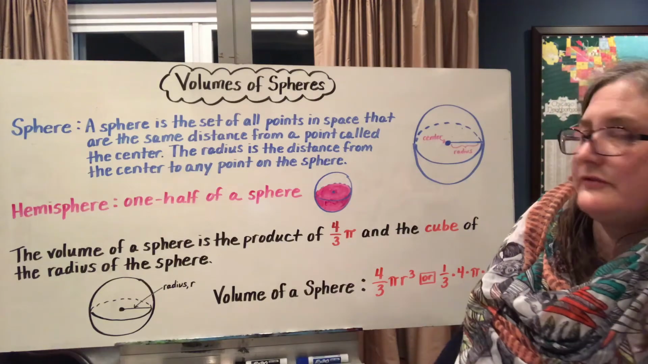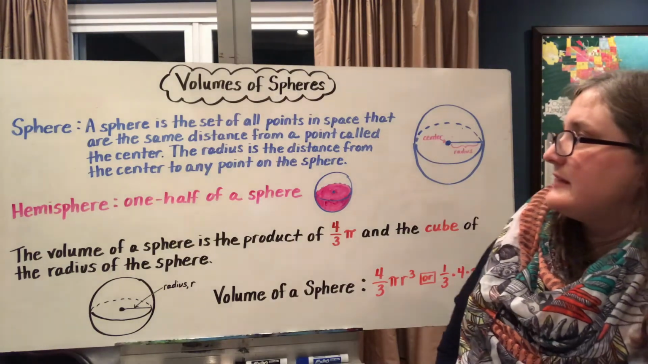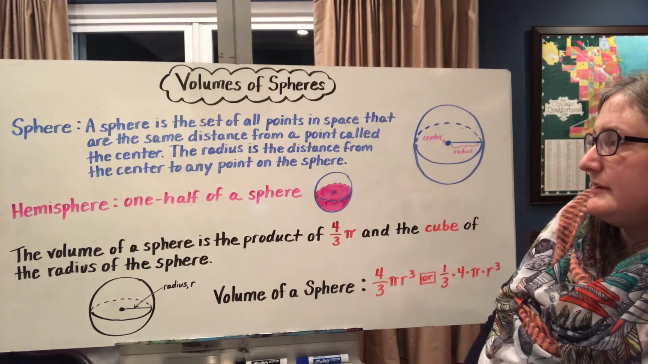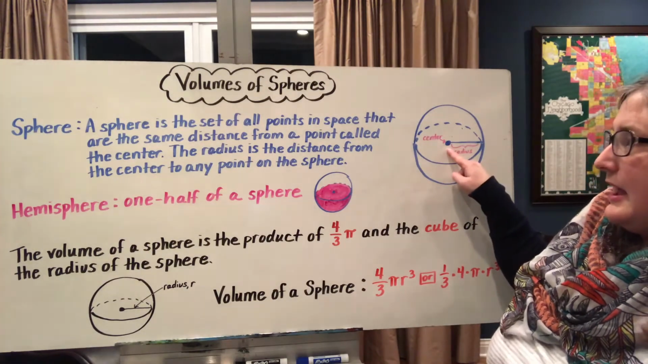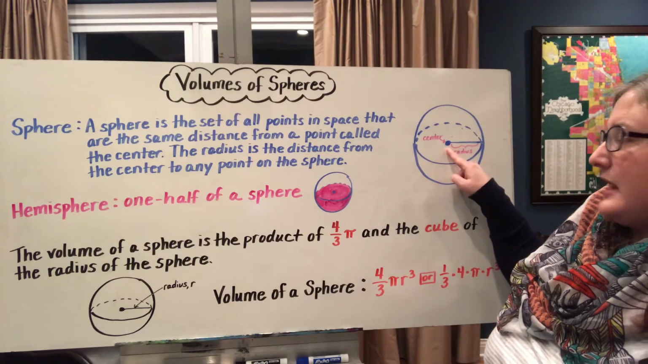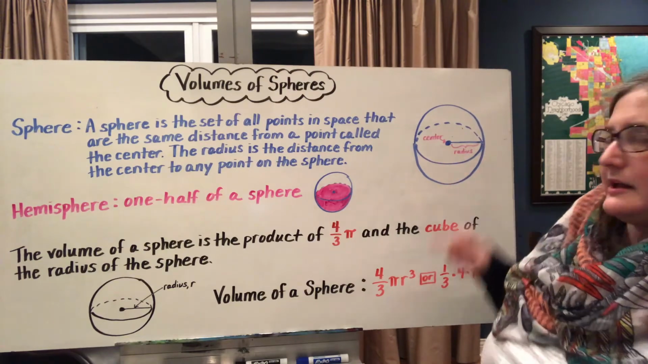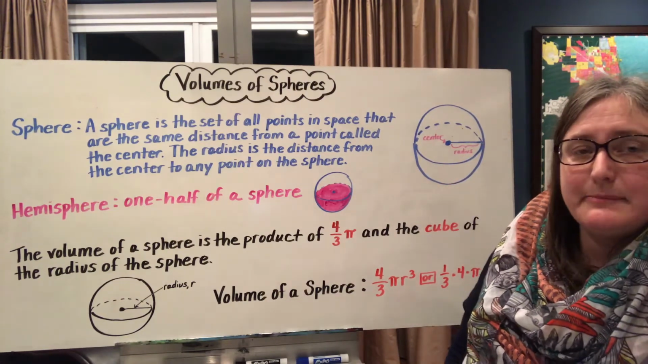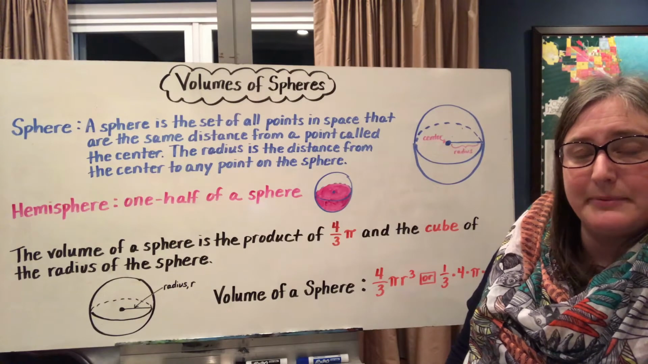This is volumes of spheres. A sphere is the set of all points in space that are the same distance from a point called the center, and the radius is the distance to any point on the sphere. A common example of a sphere is a basketball. A basketball is an example of a sphere.